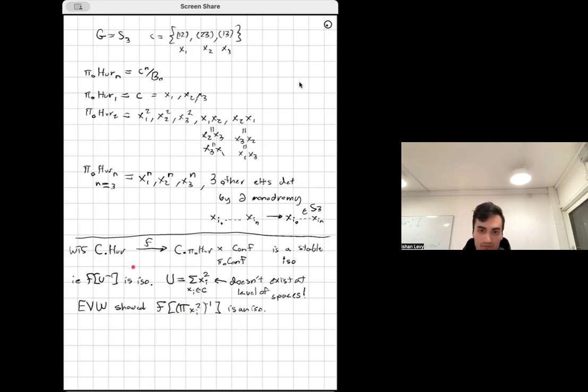And that's one of the things that makes this a subtle question to understand: the fact that this is not coming from the level of spaces was a stumbling point with respect to this problem.